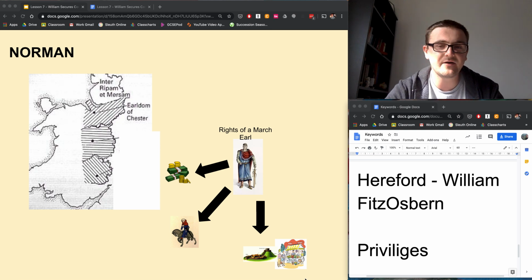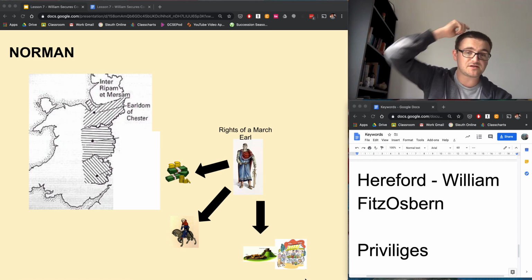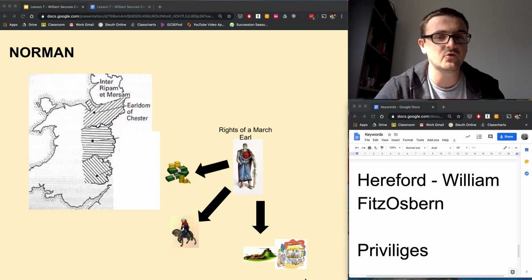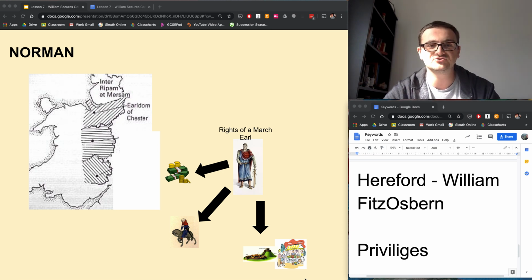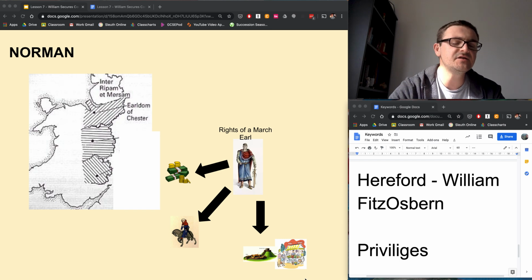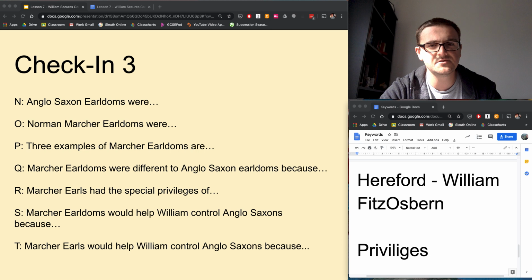All of this is about helping him to control the people and setting up a system of government that will crush revolts and keep the people afraid. It gave him more control, and it allowed him to persuade more loyal Normans to come to England. It as well allowed him to reward his followers. Those people who helped him to win the Battle of Hastings were almost getting a prize. They were being rewarded now that England was being controlled. So it was very much a win-win. Excellent. So that's everything I've got for you at the moment about marcher earldoms.